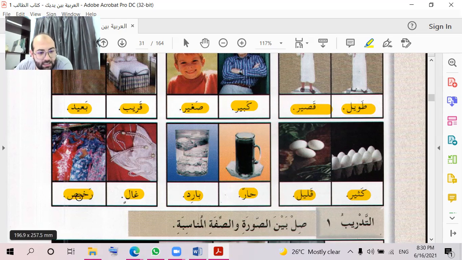غال, رخيص, or غالي. We have a ya at the end. You can delete it, you can put it. غالي with ya, that means it's precious. That means it's expensive and it's precious. غال is expensive.